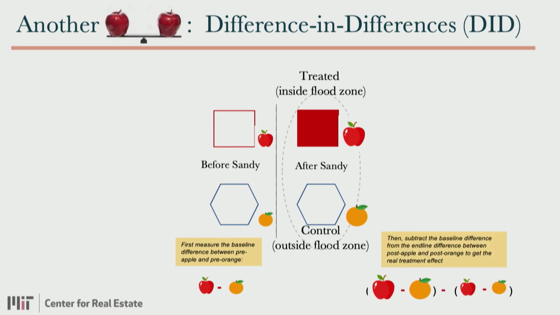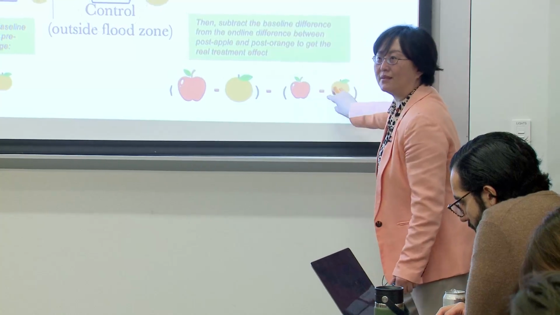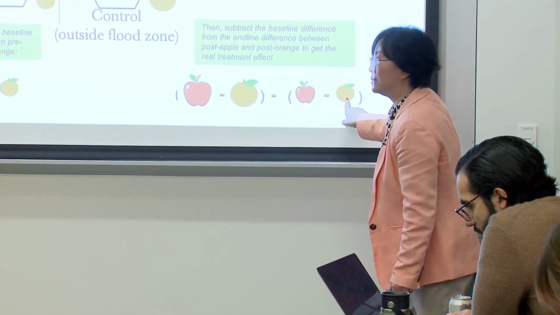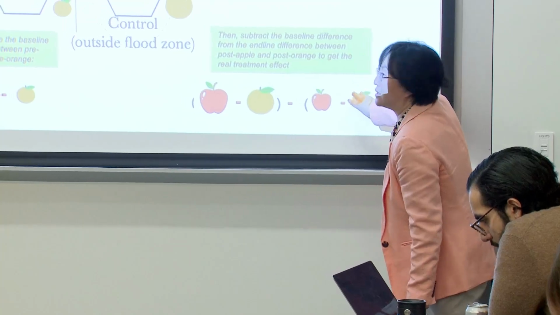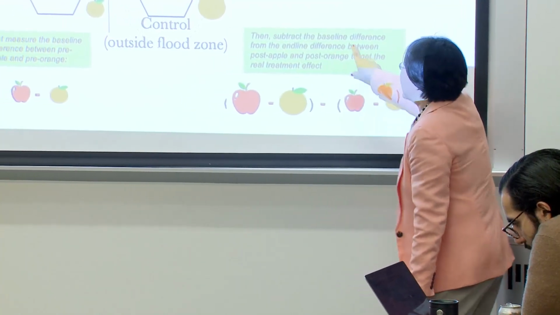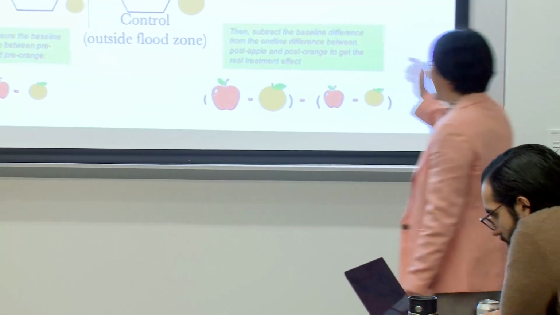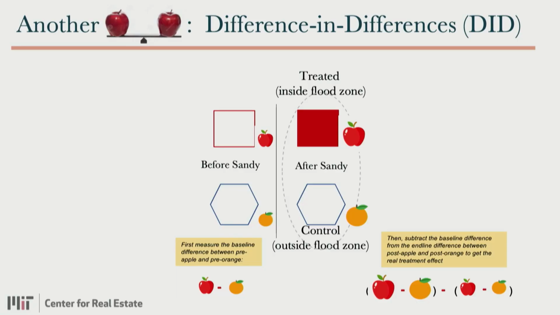Second, this is pre. They're different animals. Orange and apple, totally different, nutrition and all things different, right? Then subtract the baseline difference from the end line after treatment. Take the difference between this post-apple and post-orange to get the real treatment effect.